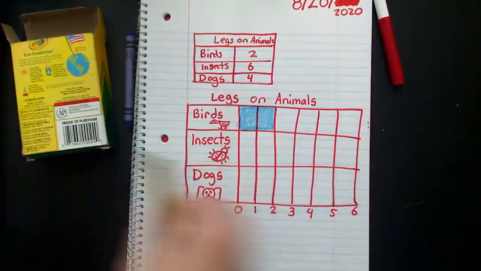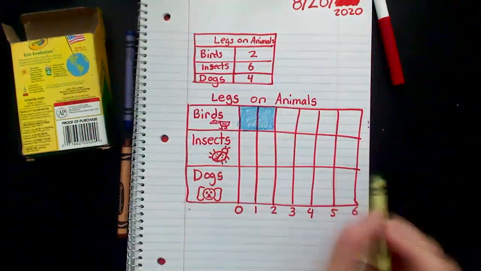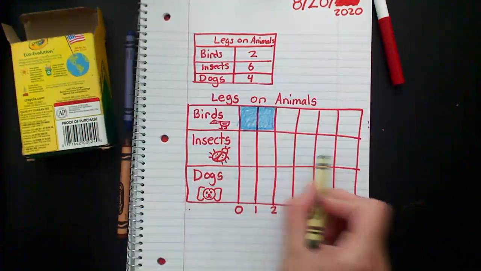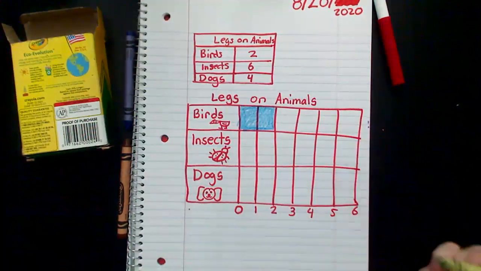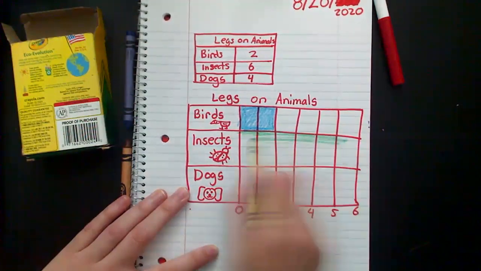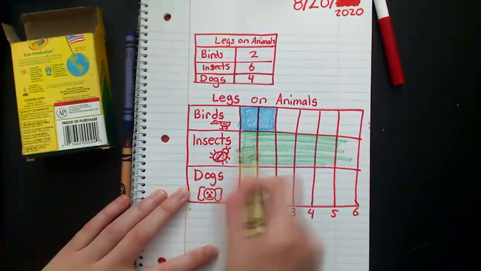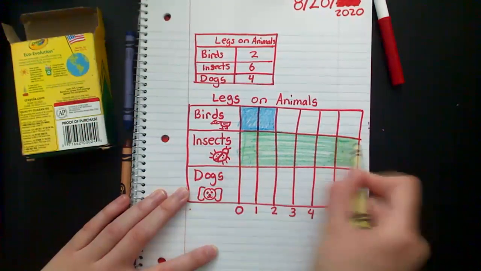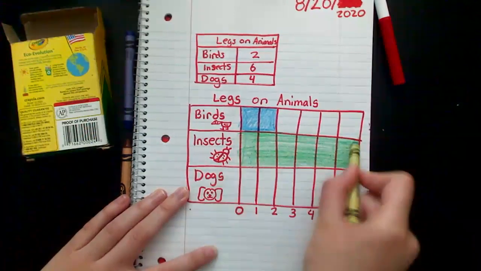Then next we're going to do insects, and for insects we see there's 6, so we're going to have to color in 6 boxes. So 1, 2, 3, 4, 5, 6, and we can see up to this line it goes down to the 6, so that is correct. So we're going to now color in this entire section with green for the insect legs.